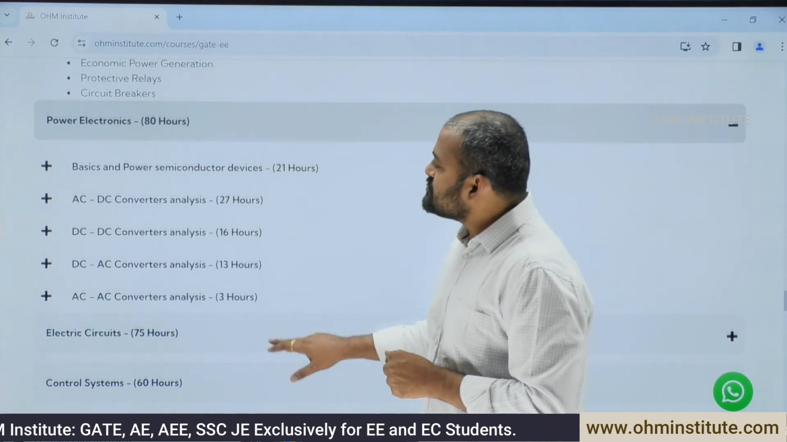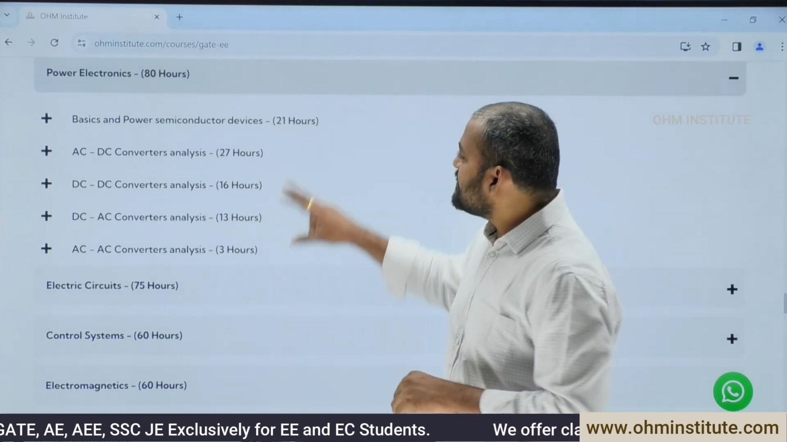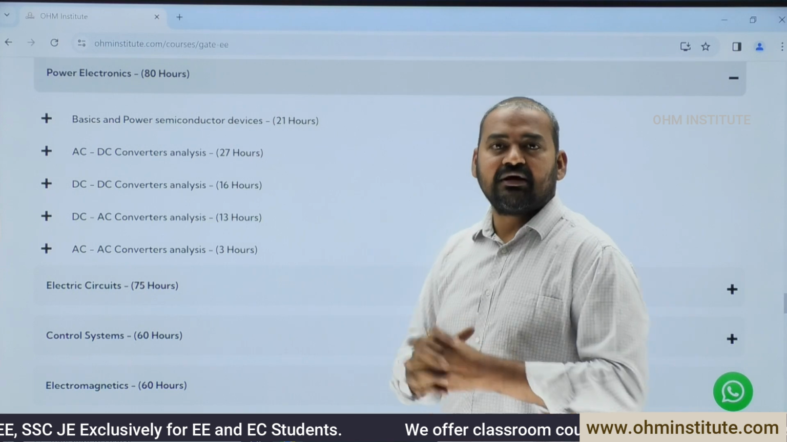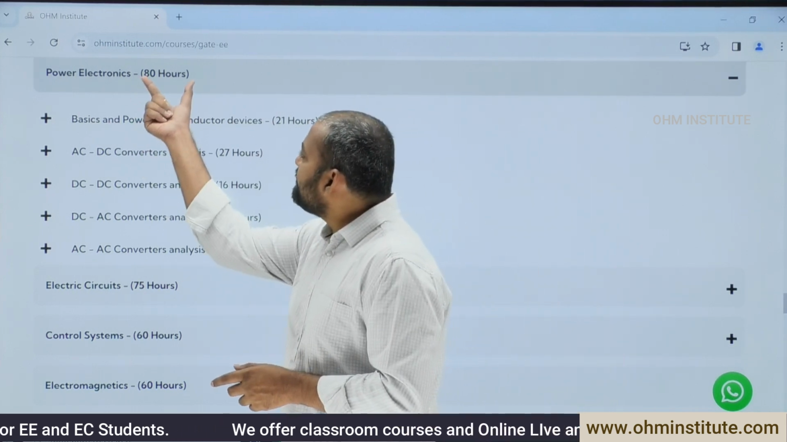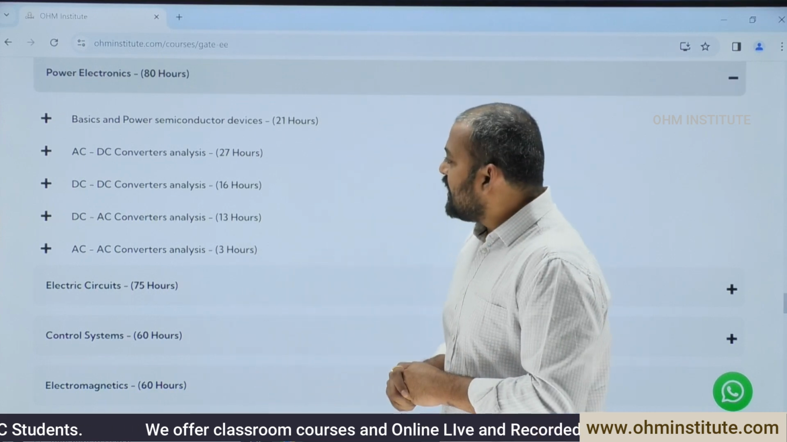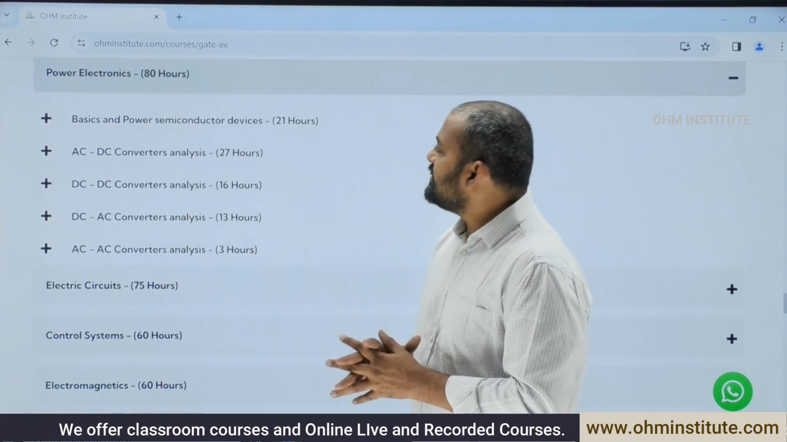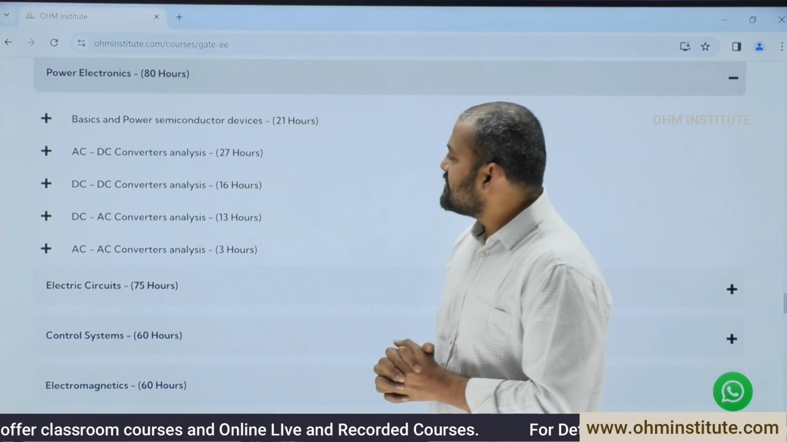And the third core subject, these are all electrical core parts I am showing you right now: power electronics. Shankar sir will teach power electronics, while power systems will be dealt with by Giri sir. Power electronics, completely, will be for 80 hours duration, and there are 5 subtopics in power electronics.